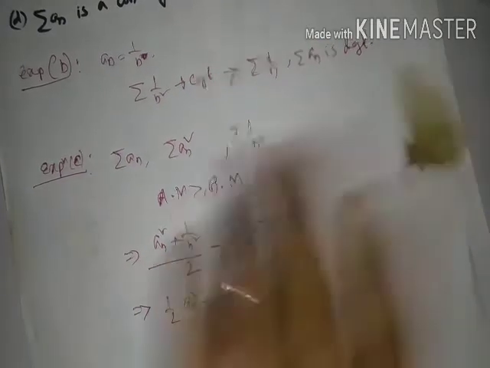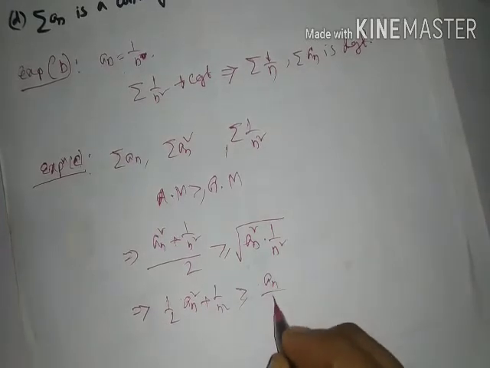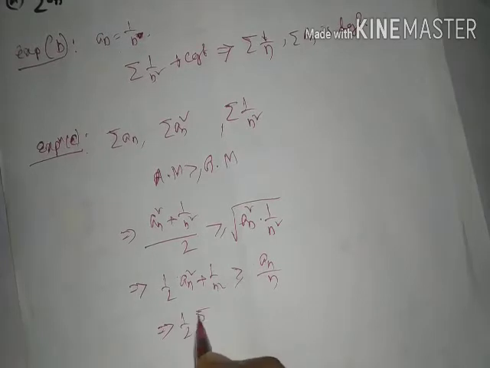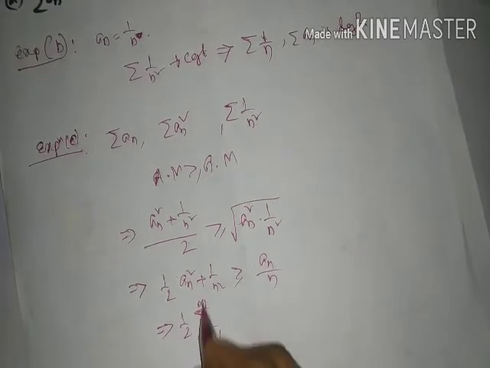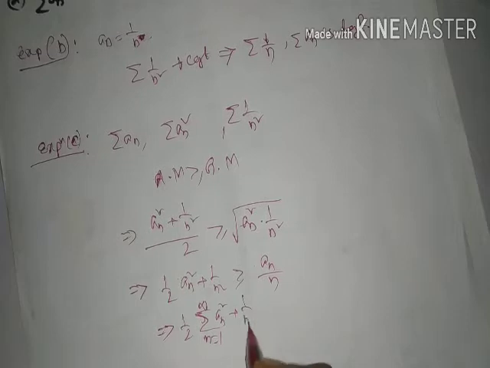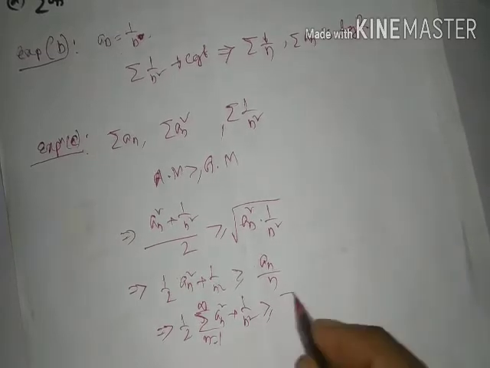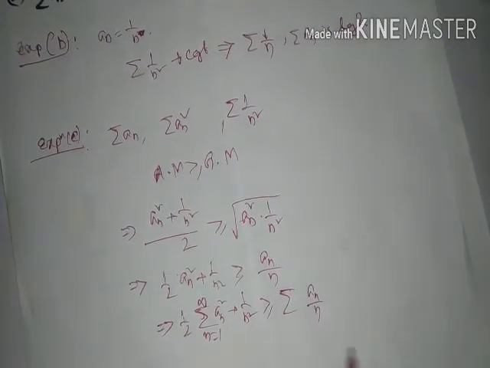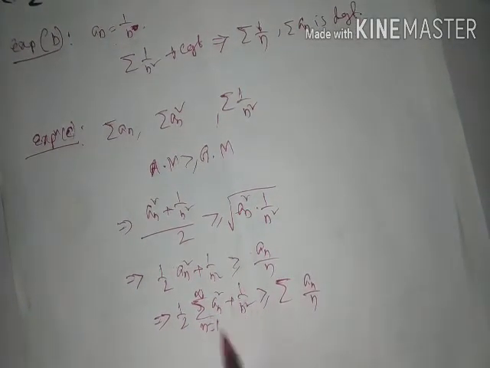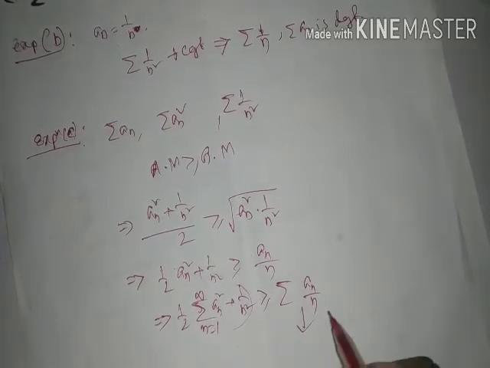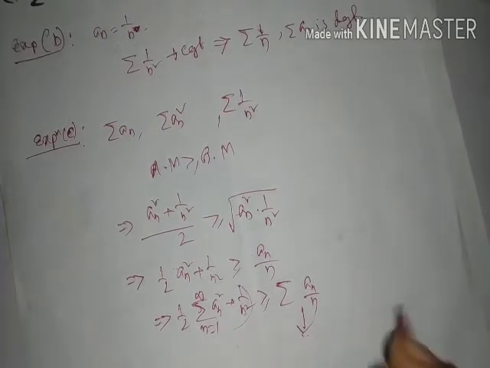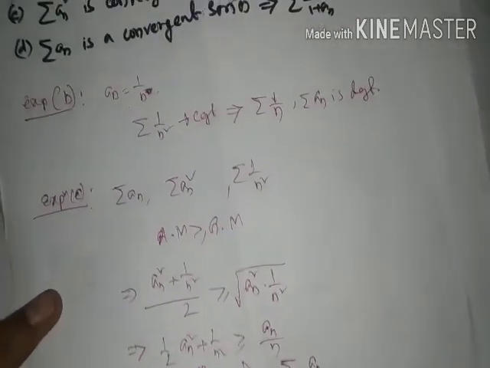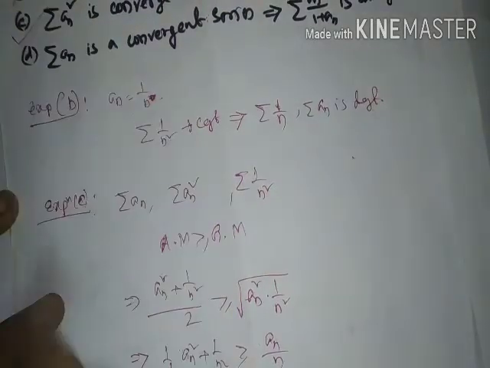So this is a_n by n. If we take both side series, n equal to 1 to infinity, a_n square plus 1 by n square, that is series a_n by n. Clearly this series is convergent. That's why this series is also convergent by comparison test. This series is also convergent. So this option is correct.